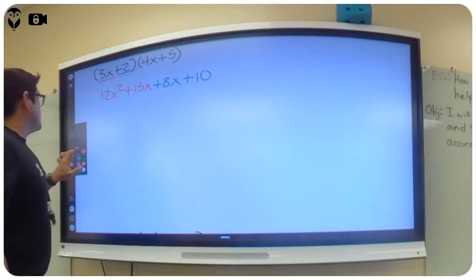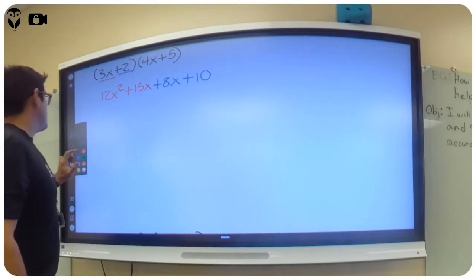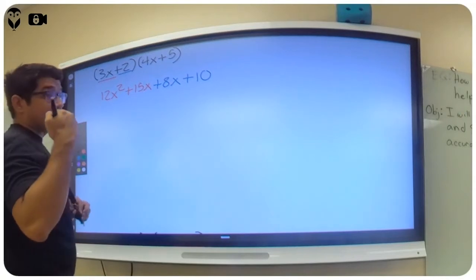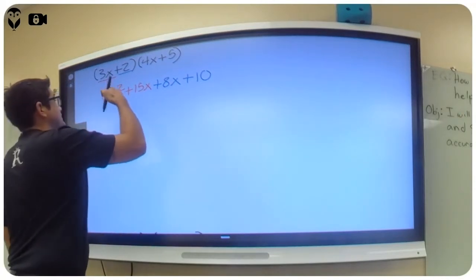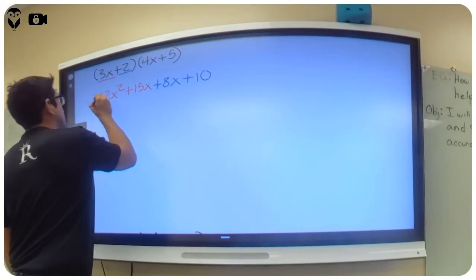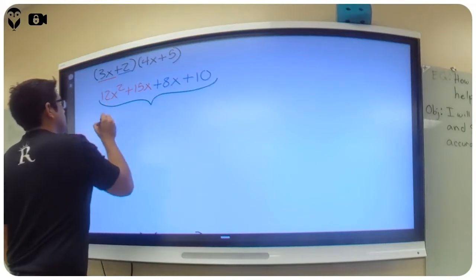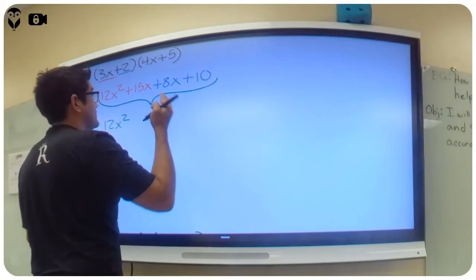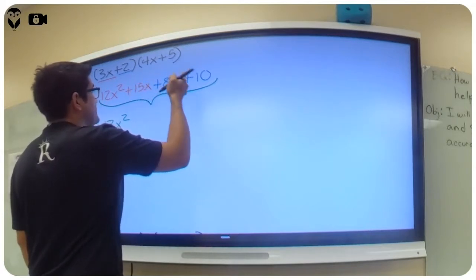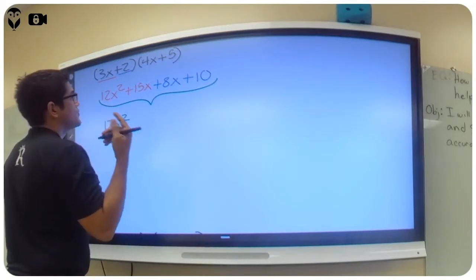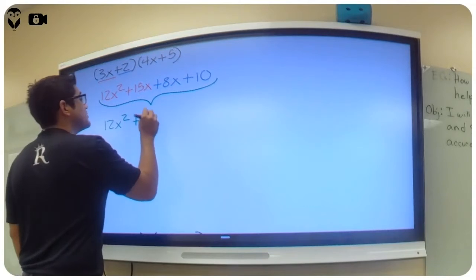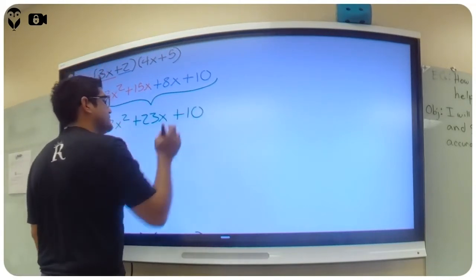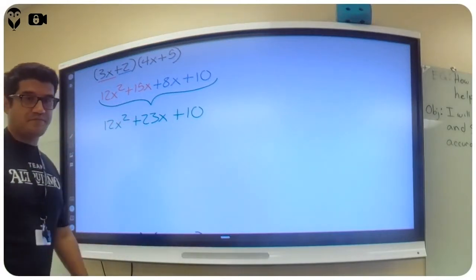The third step is combining like terms. So we're looking for things that have the same exact variable and the same exact exponents. So anything that says x squared, no. So it comes down. So we're consolidating this: 12x squared. Then 15x. So I see anything with an x. Yeah, I see an 8x. So 15x plus 8x, that's going to give us 23x. So plus 23x, and then plus 10. And that's your final answer.